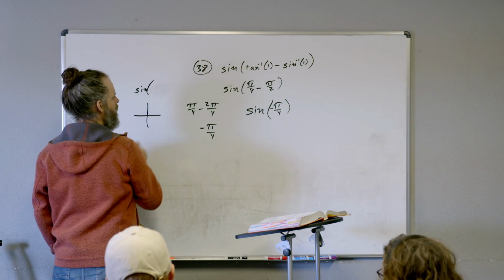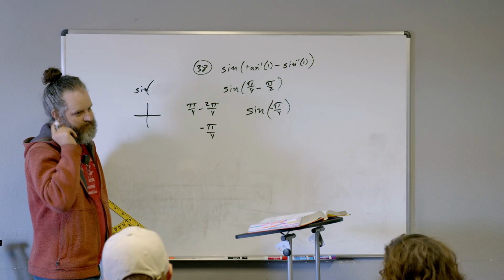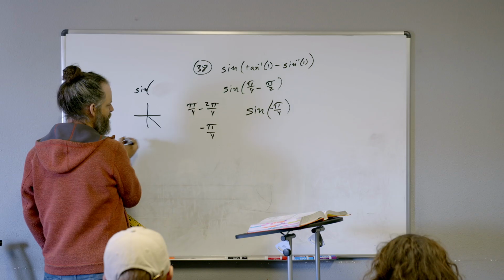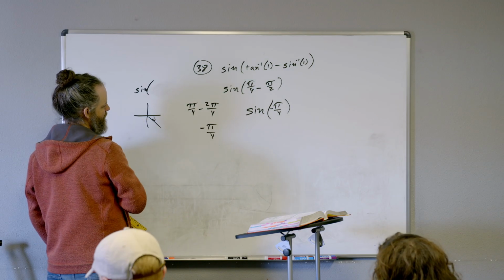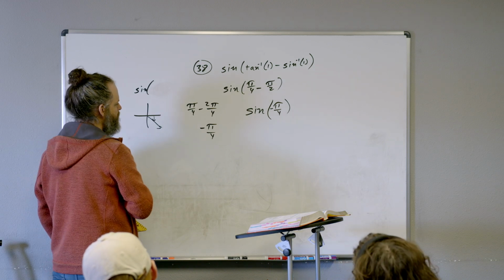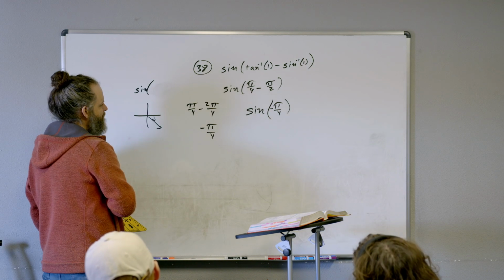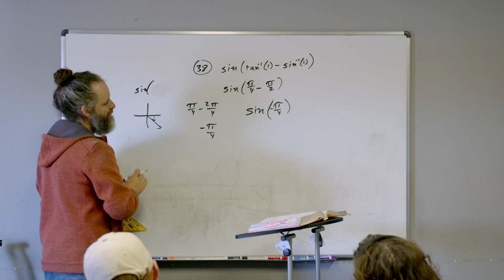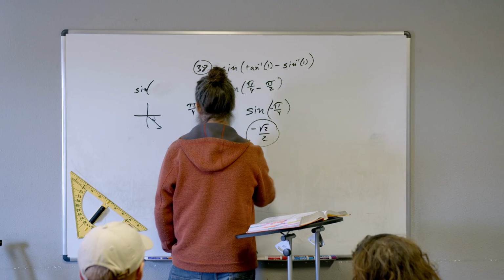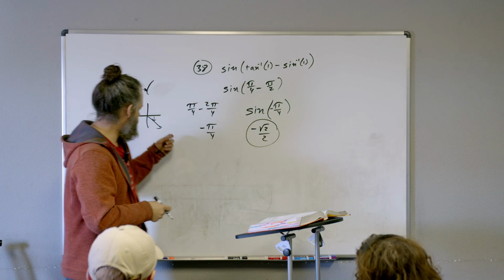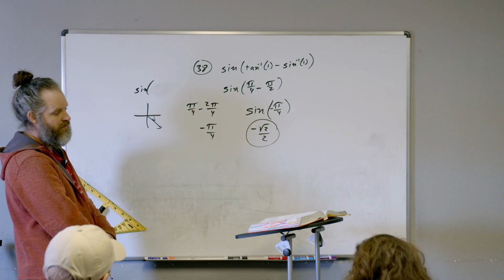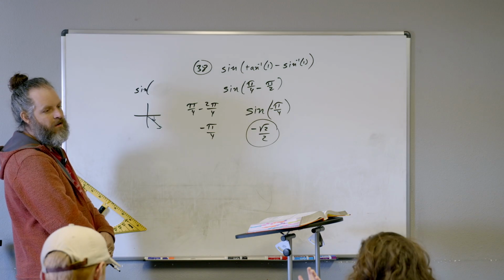Because look here, where is negative pi over 4? Right there. What is sine in this quadrant? All students positive. Oh, negative, sorry. So it's negative there. So our answer is negative square root of 2 over 2. How do we know it's negative there? What is sine right here in quadrant 4? Okay, what acronym do we use? All students take calculus. How does that tell you when they're negative?